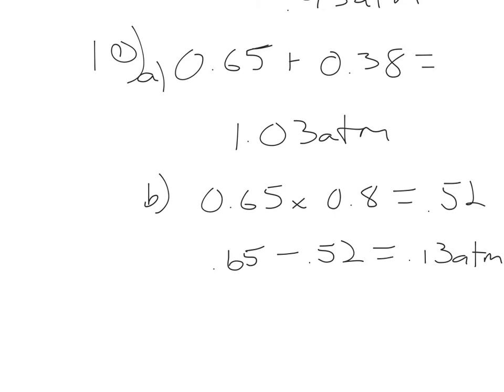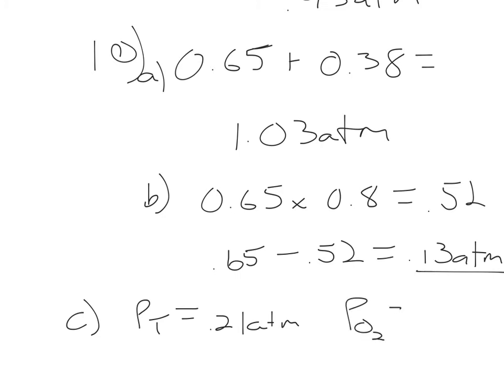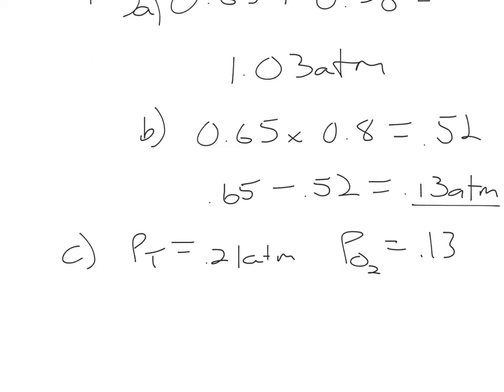Calculate the final partial pressure. Good. If the total pressure in the scuba tank after the dive is 0.21, what is the partial pressure of helium? So that's part C. So we're going to say P total equals 0.21 atmospheres. And we just calculated up here that the partial pressure of O2 is 0.13. So now we have to find the partial pressure of helium.